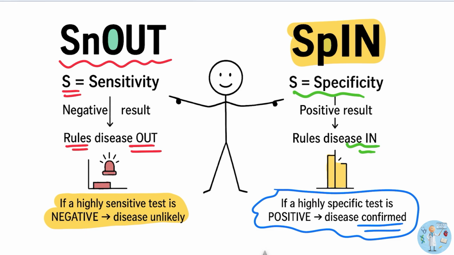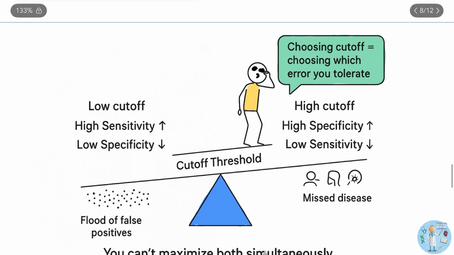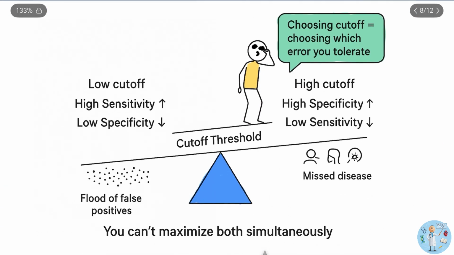But here's the kicker, right? You can't just have a perfect test that does both. No, that's the dream. In reality, it's what we call the teeter-totter trade-off. An engineering problem. It's a fundamental balancing act. When you improve one, you almost always make the other one worse. It all depends on where you set the cutoff for a positive result.